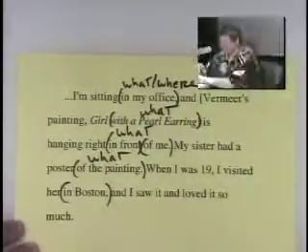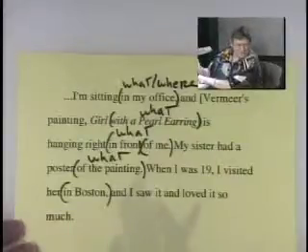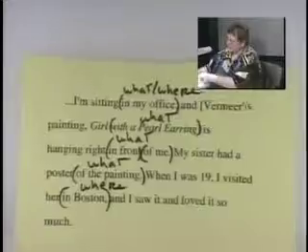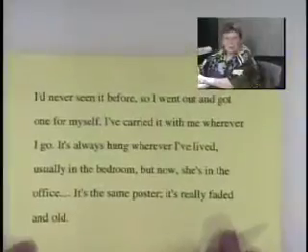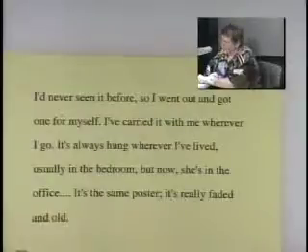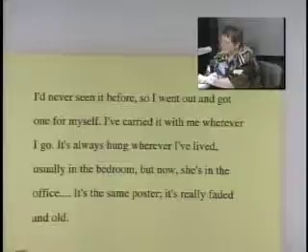When I was 19, I visited her in Boston. Yeah, it's going to be a where, right? Okay. And I saw it and loved it so much. I don't think we missed any. I'd never seen it before, so I went out and got one for myself. I've carried it with me wherever I go. It's always hung wherever I've lived, usually in the bedroom, but now she's in the office. It's the same poster. It's really faded and old.